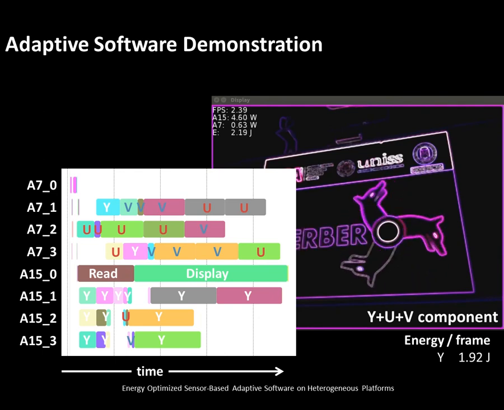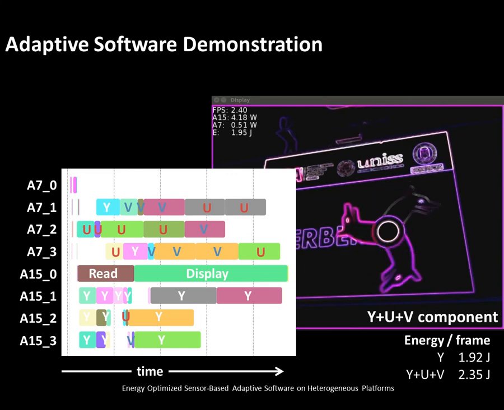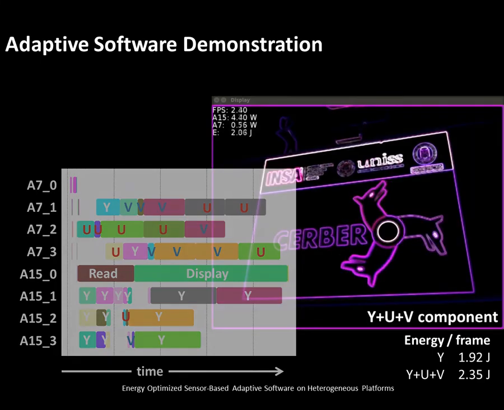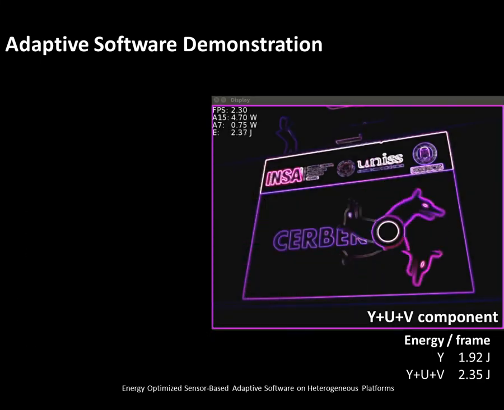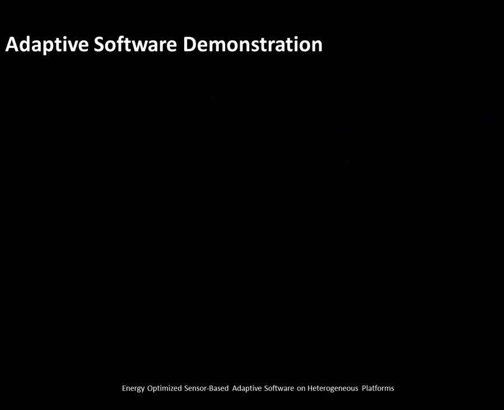In this configuration, the average energy consumption increases to 2.35 joules per frame, due to the additional processing performed on the A7 cores. When only the Y and V components remain, the energy consumption decreases to an average of 2.15 joules per frame.